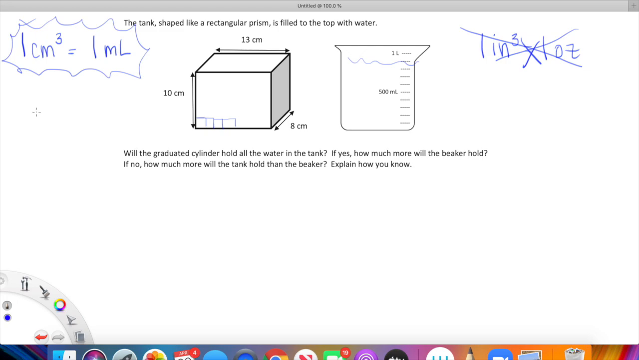But in the metric system, we have these beautiful relationships that just make so much sense. So I am thrilled that we get to investigate and work with that today. So first thing that we need to do is figure out, what is the volume of this prism or fish tank?